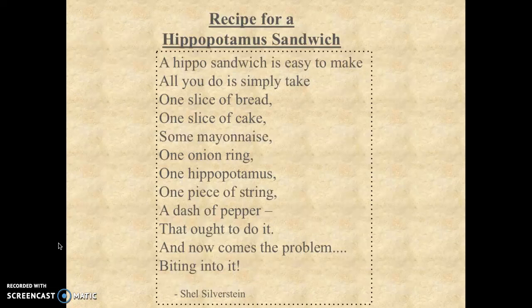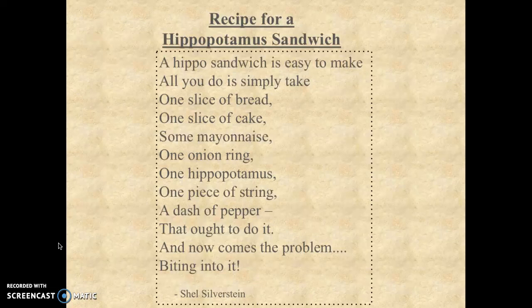And I'm going to read it one more time. And I want you, as I'm reading now, to think of all the different words that Shel Silverstein is using in this poem called A Recipe for a Hippopotamus Sandwich. And think of all the pictures in your mind. And then I'm going to show you a picture I came up with about this poem with all the fancy words and the funny words in here. Okay, here we go again.